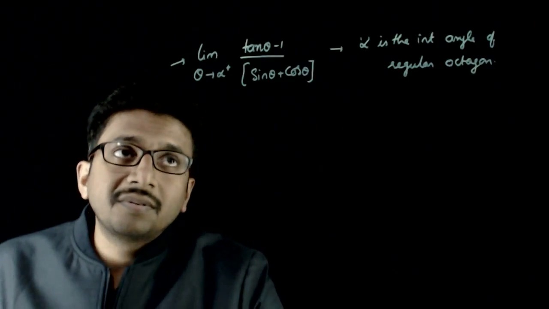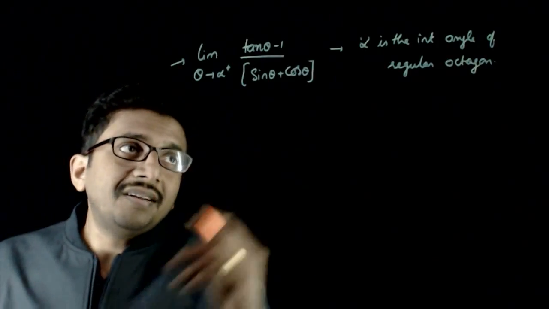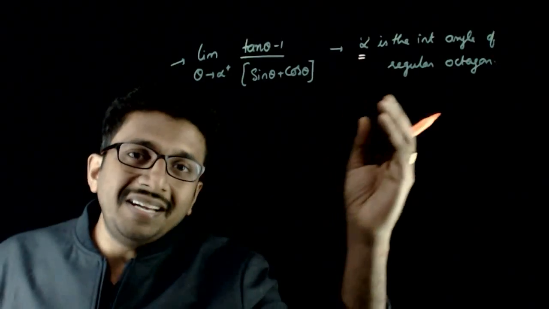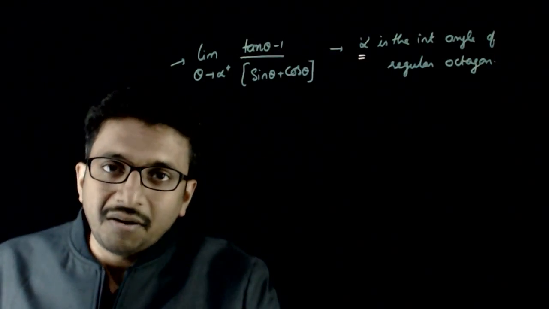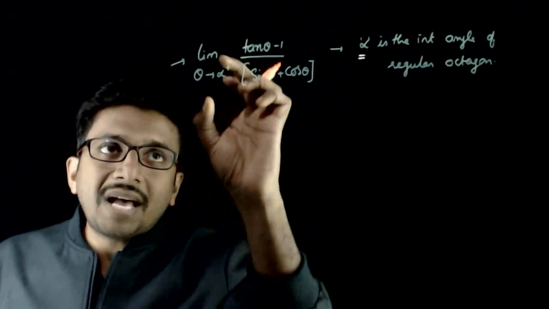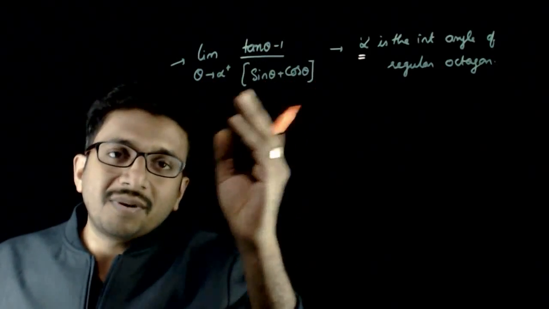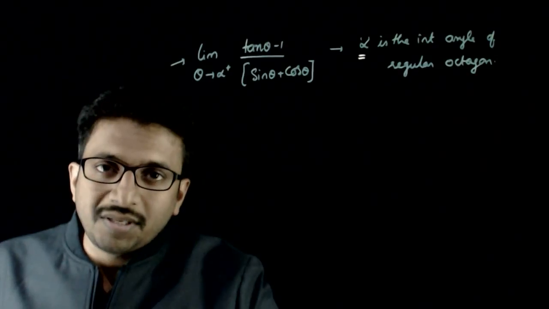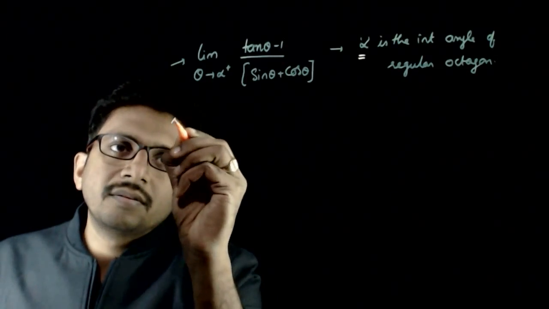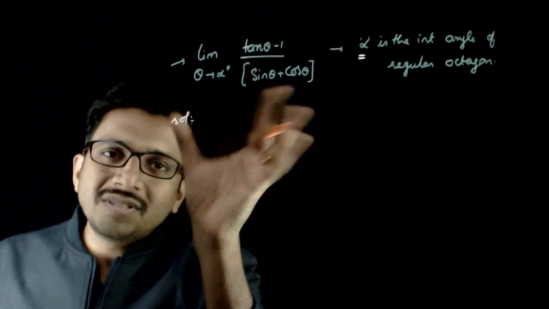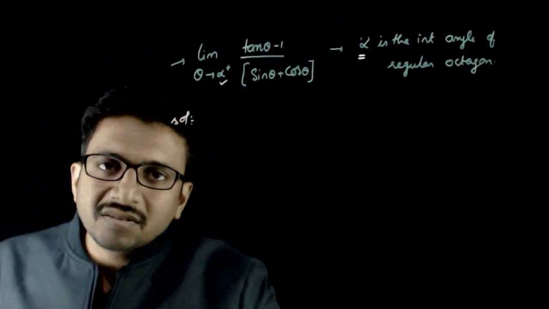So welcome students. In this question you're given that alpha is the interior angle of a regular octagon. If that is so, you're asked to find the limit as theta tends to alpha plus of (tan theta minus 1) by the integer part of (sin theta plus cos theta). Obviously, if you want to do this limit, first you need to find what alpha is.